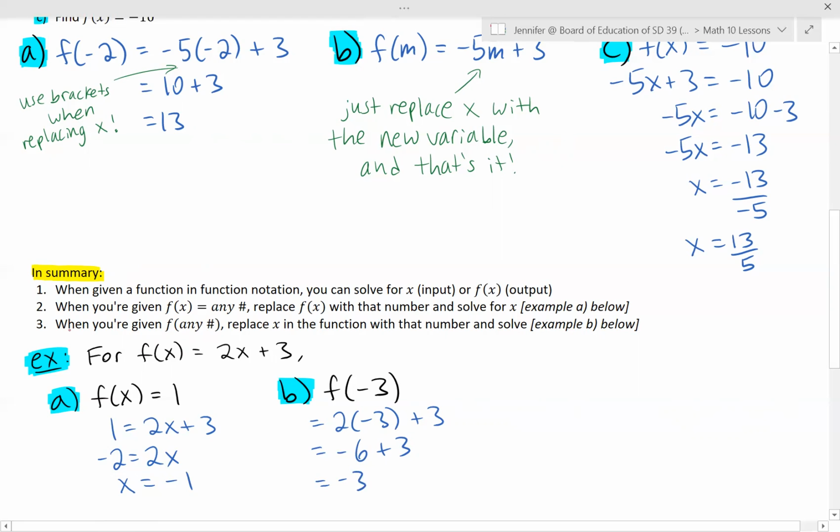The other type of question you might see is if you're given f of any number, like this example here, all you have to do is replace x in the function with that number and solve. So we're given f of negative 3, take the original function, replace x with that number in brackets, and solve.